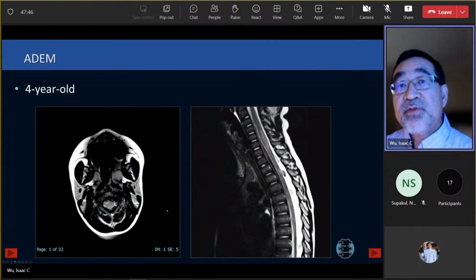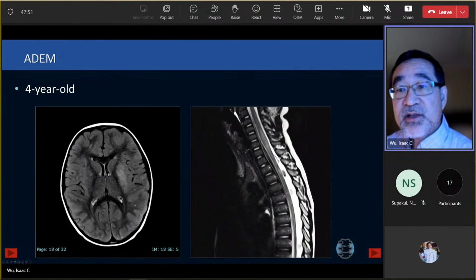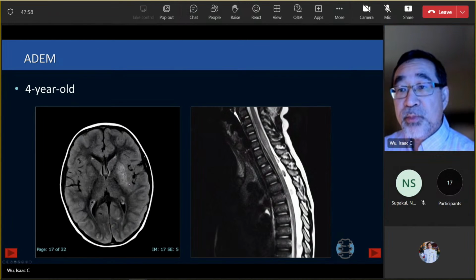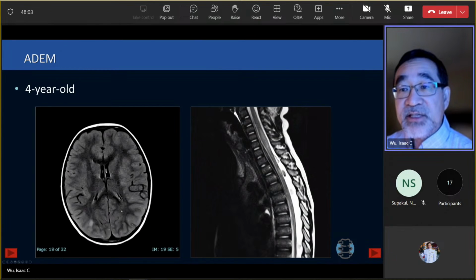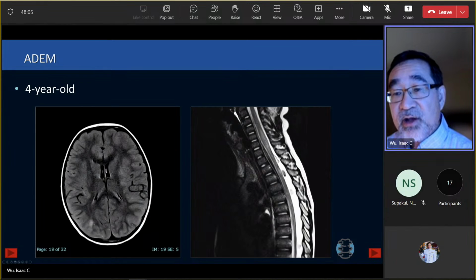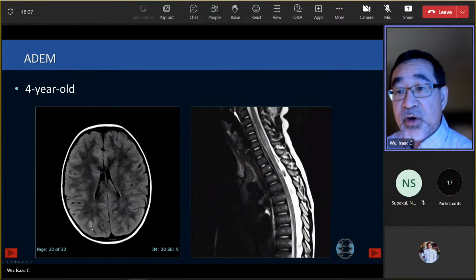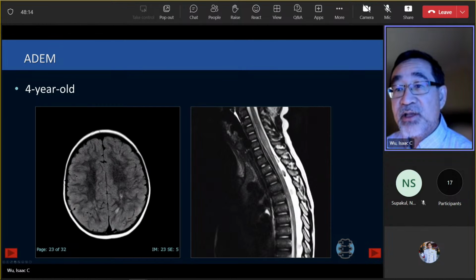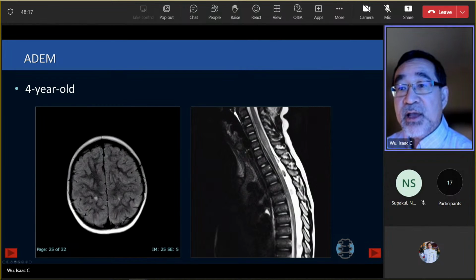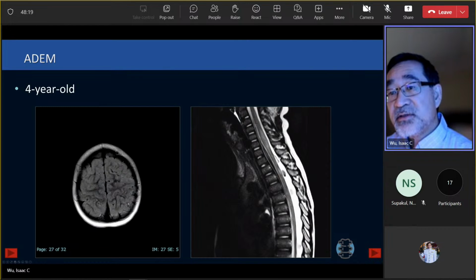This is an example of a 4-year-old who comes in with ADEM. On the FLAIR sequences right here, you can see that there's a large involvement in the basal ganglia, mostly the putamen. You can see there's a small involvement in the right basal ganglia as well. You can see some relatively oval-shaped lesion in the subcortical white matter. There's a couple of patchy lesions around, a few more dots right here, and multiple white matter lesions.